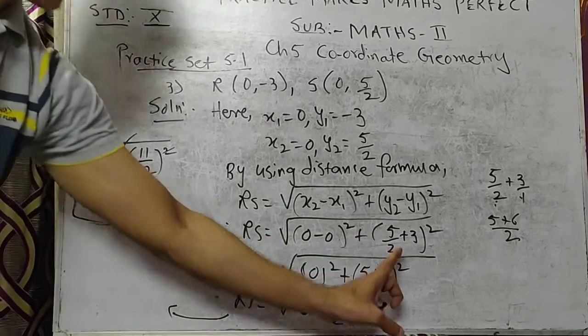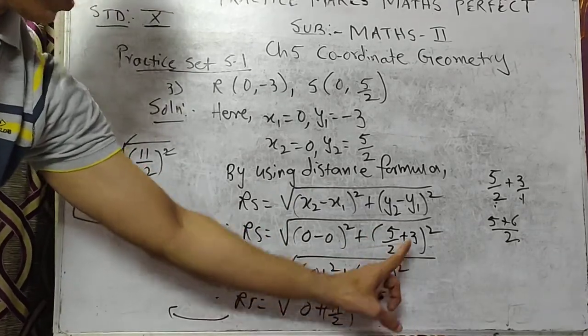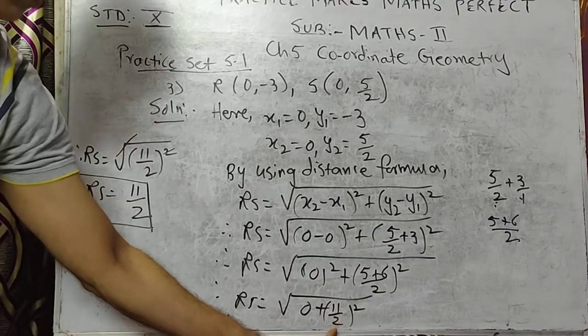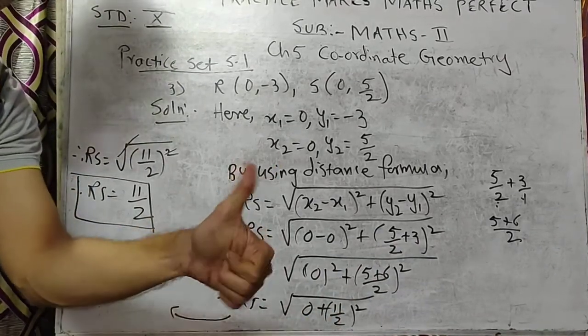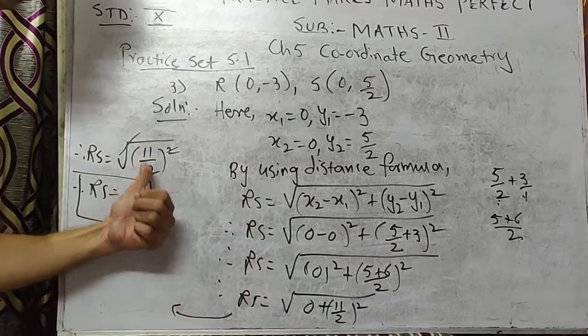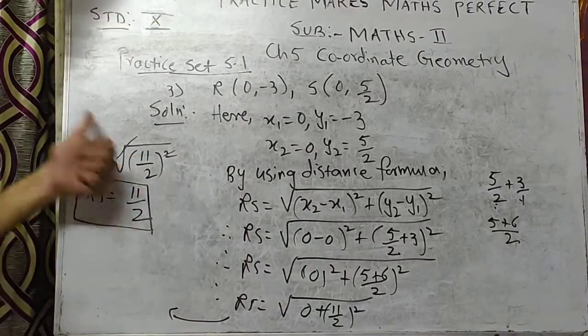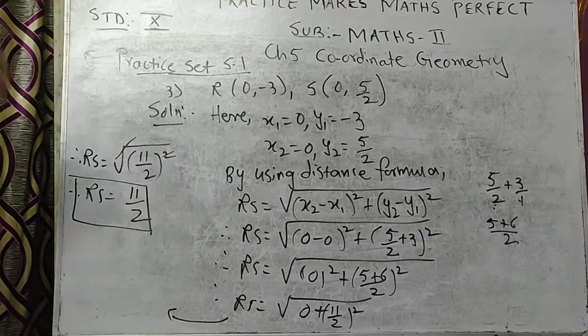Here you have to equalize the denominator, and after equalizing you got this. Here it is 0, so 0 plus this will be the same, 0 has no value, and this square and this square will get cancelled. Please copy it down.